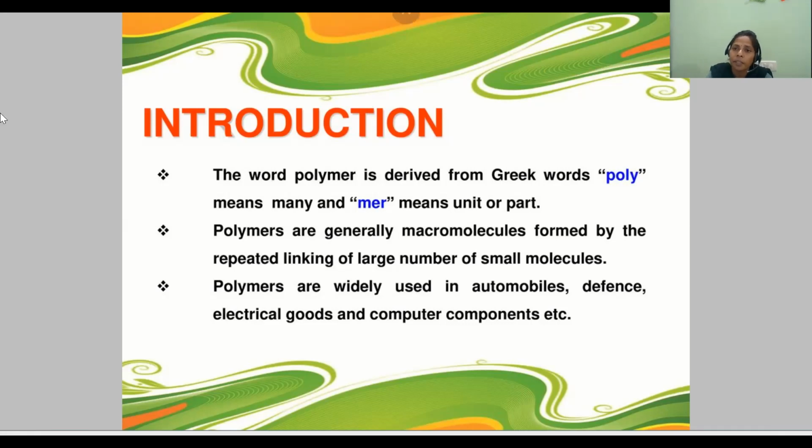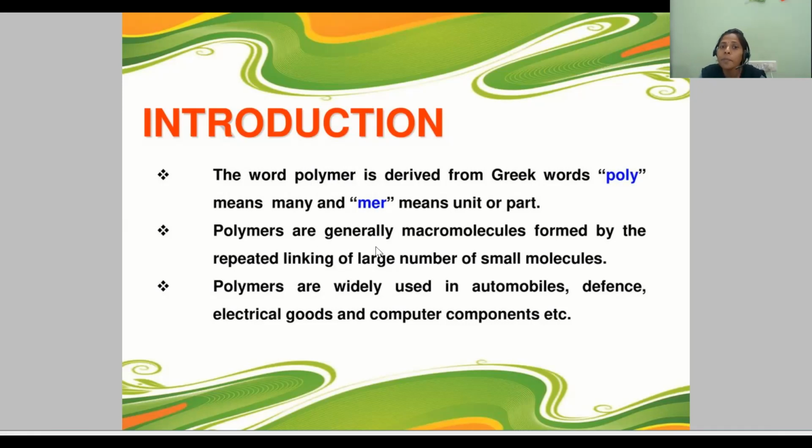Now let us see what is meant by the polymer. Polymer is a word which is derived from Greek. From Greek, poly means many and mers means units or parts. So in polymer, we have two Greek words. One is poly and another one is mer. Poly means many and mers means units. A unit is nothing but a molecule. A single molecule is called the mer here. That is the unit. So when many mers, when many units are combined, we get the polymer.